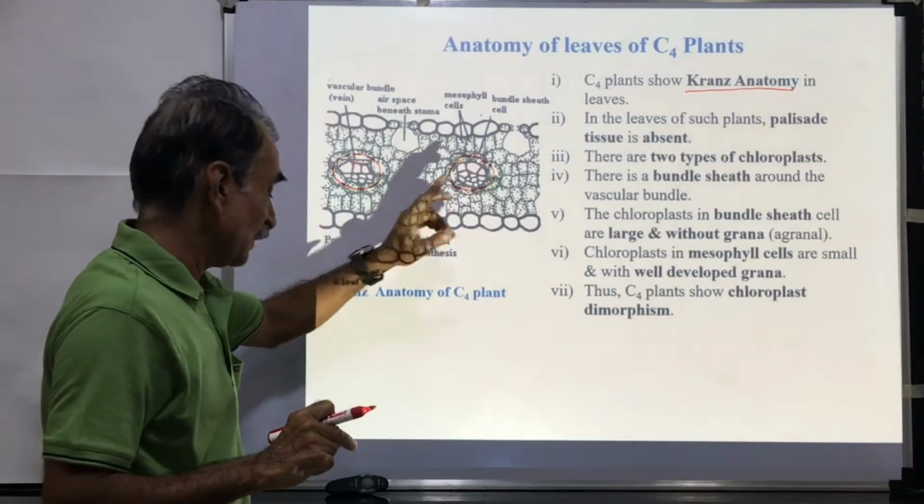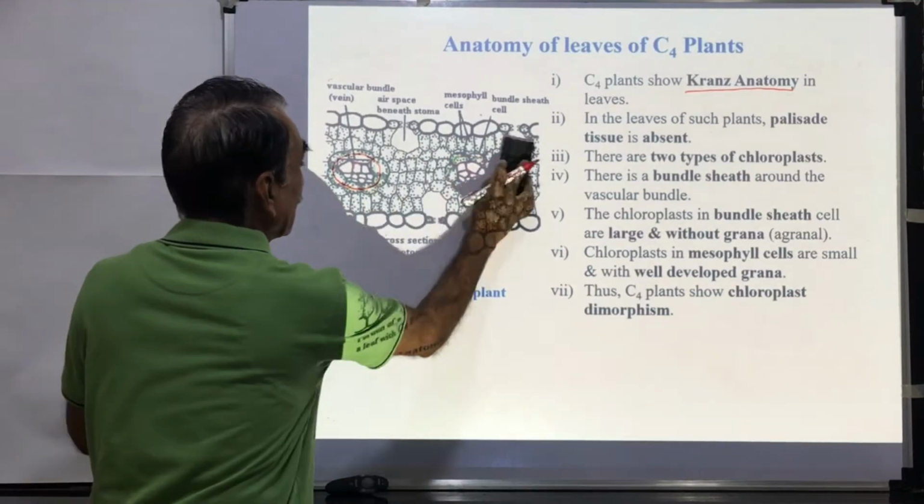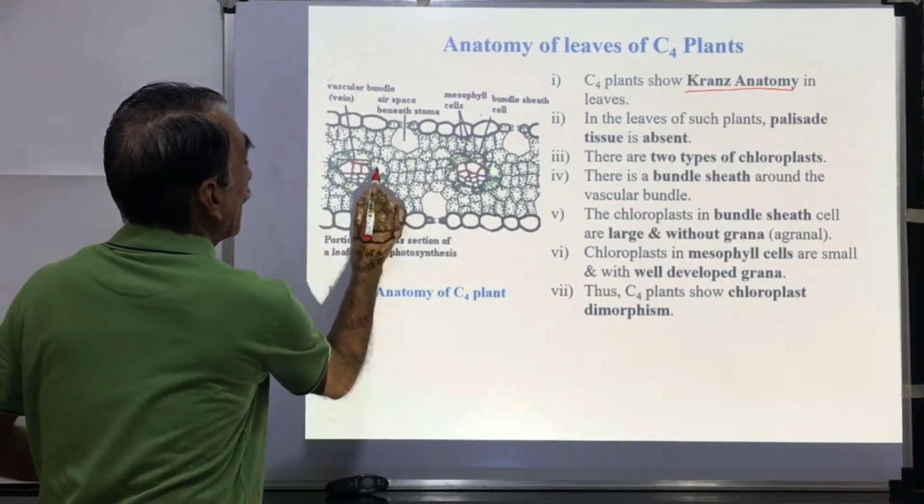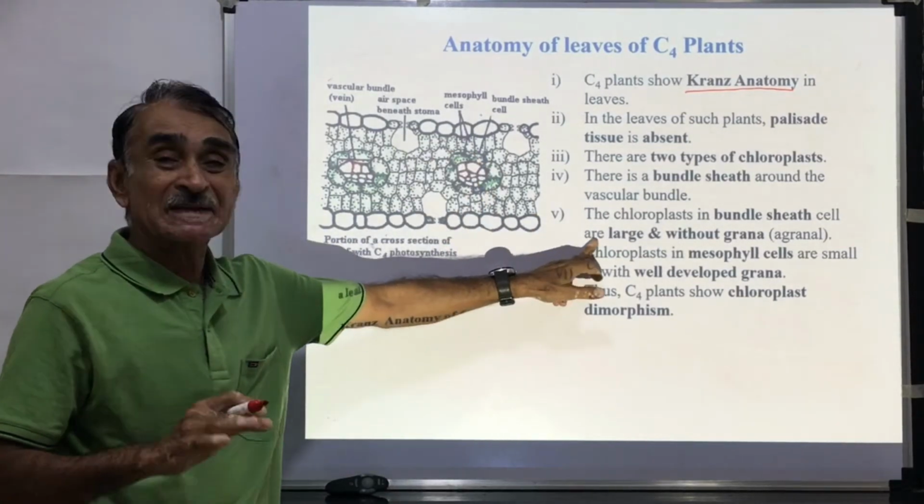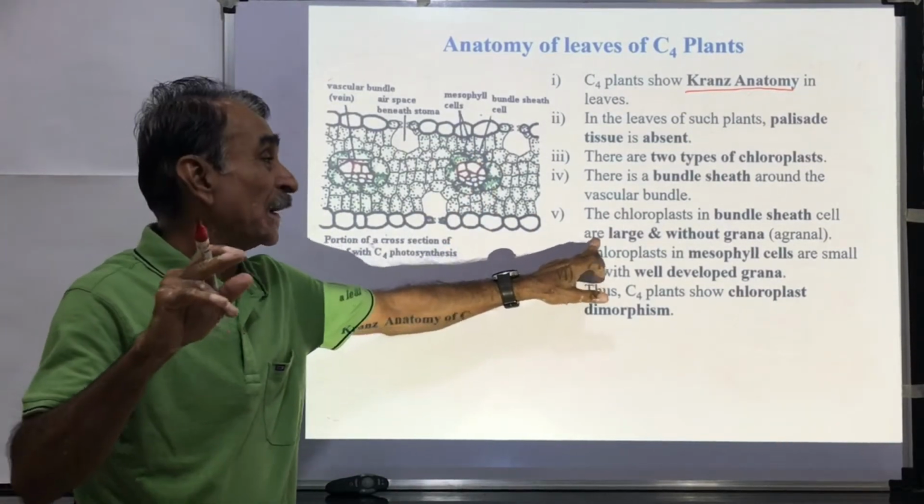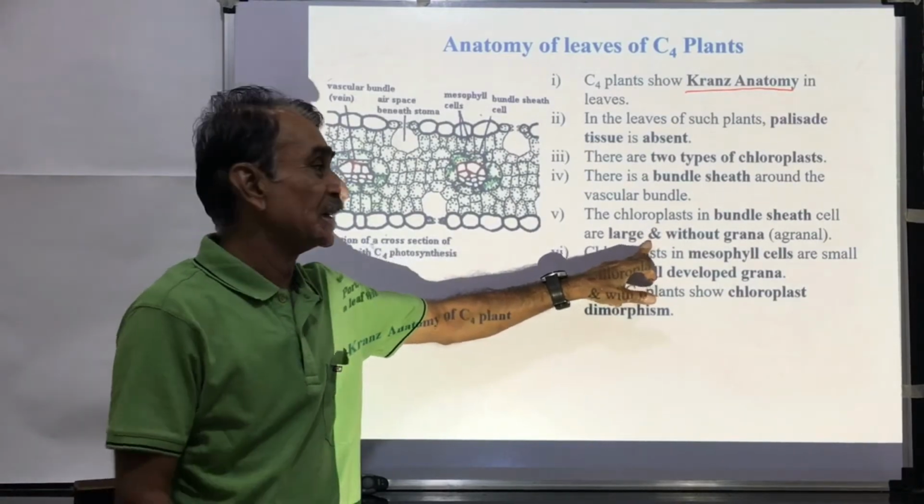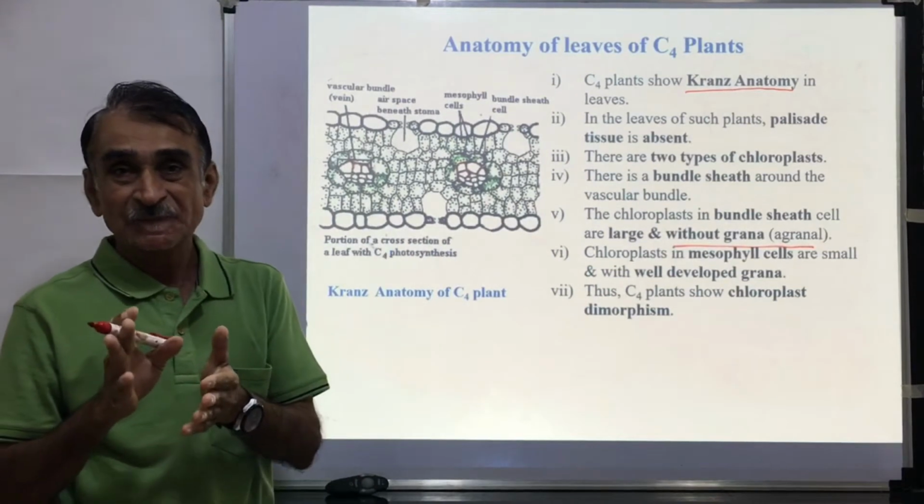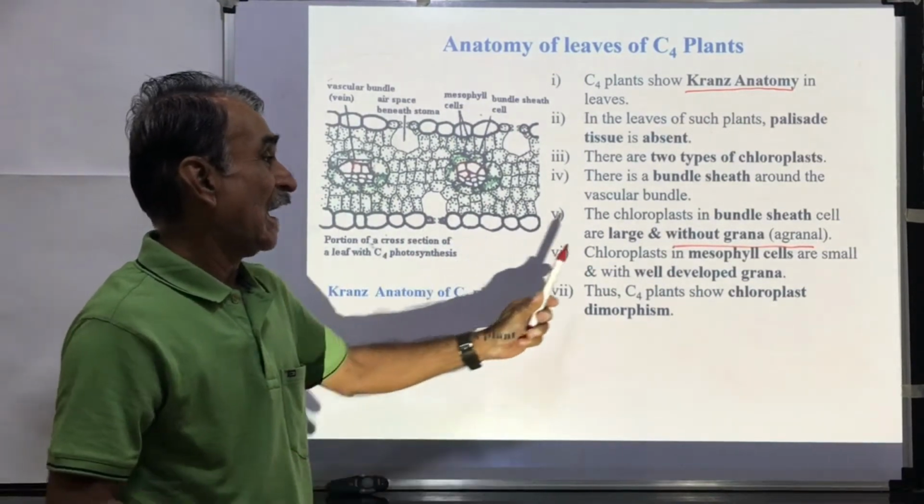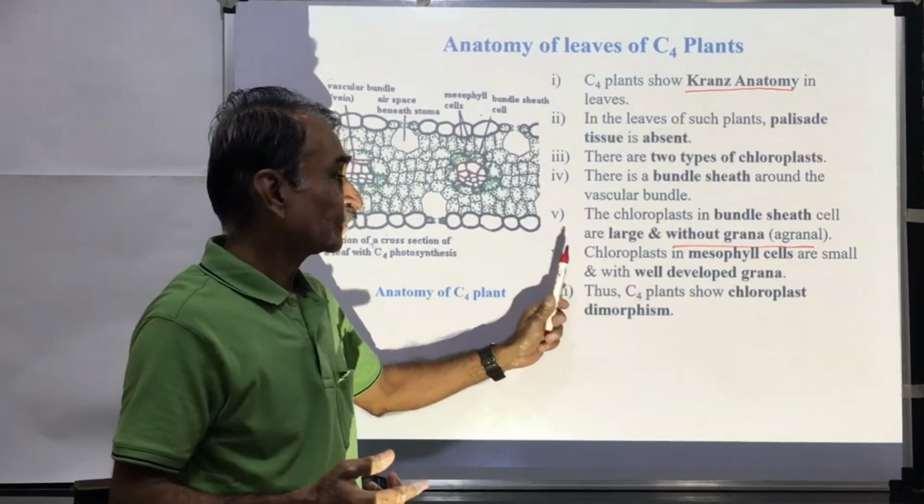And the chloroplasts which are present in the bundle sheath cells are called bundle sheath chloroplasts. Bundle sheath chloroplasts are larger in size, but these are without grana. These are called agranal. म्हणजे त्याच्यामध्ये ग्रॅना लॅमेली नसतात, फक्त स्ट्रोमा लॅमेली असतात. And these are larger in size.